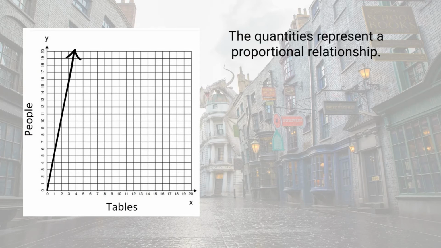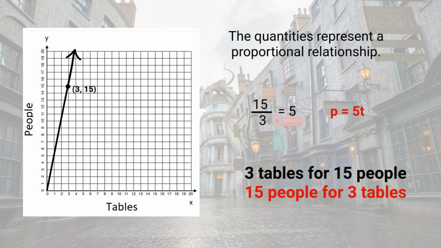He locates the point 3,15 and writes it as 15 divided by 3 to find the constant of proportionality, which equals 5. The equation p equals 5t represents the graph because the number of people is equal to 5 times the number of tables. And the point 3,15 can be defined as 3 tables for 15 people or 15 people for 3 tables.